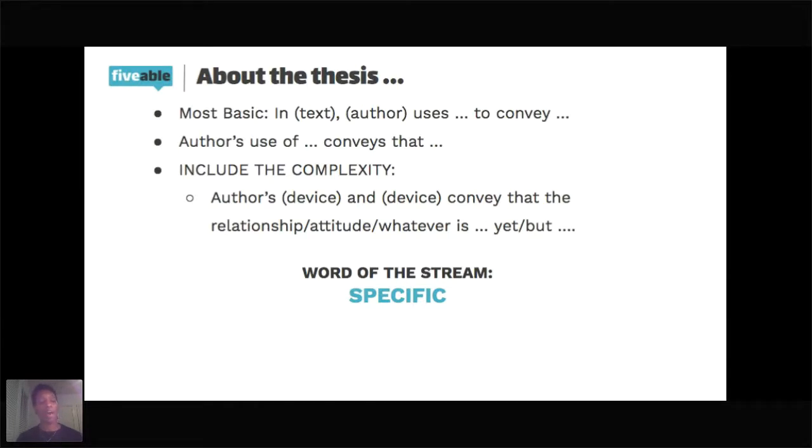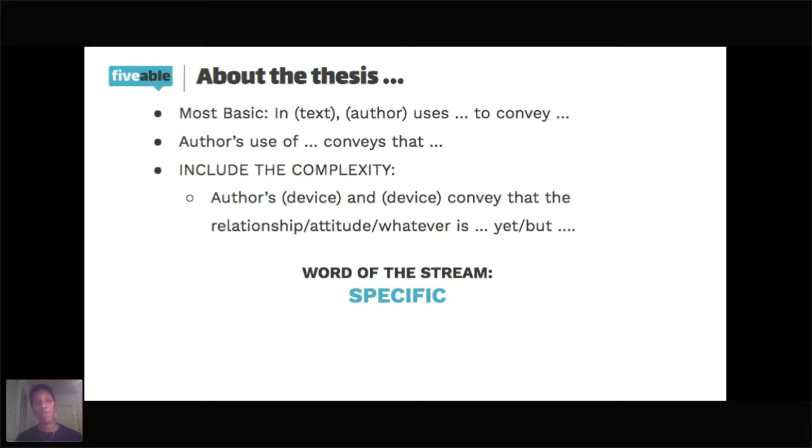So to review Caroline's great stream from last week, we know the thesis is going to establish the devices that are used to convey whatever they're asking. We're talking this week about Q2, which is, yes, you're given a passage. It's going to be a prose passage, usually about a page, and you're going to have to analyze the passage in front of you. So the most basic thesis that we learn in English classes is basically: in the text, the author uses blank, blank, blank to convey blank.